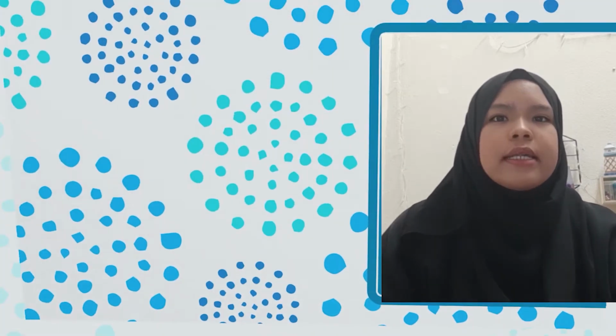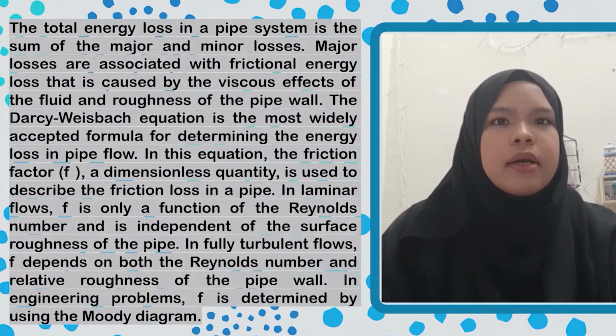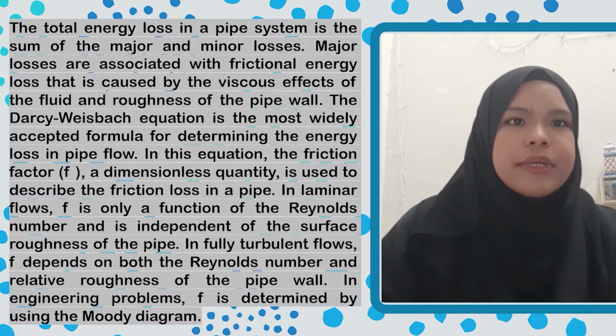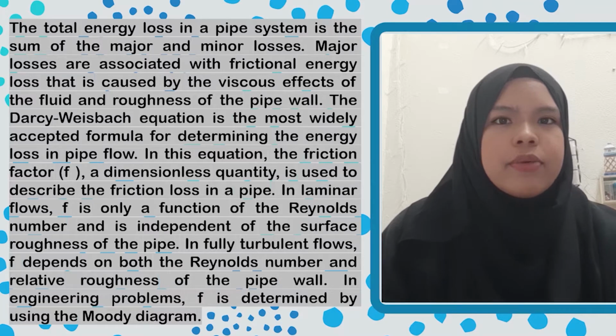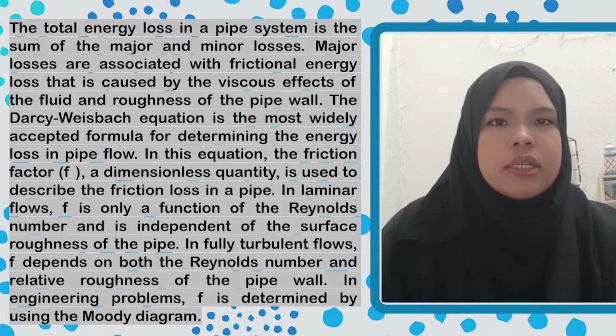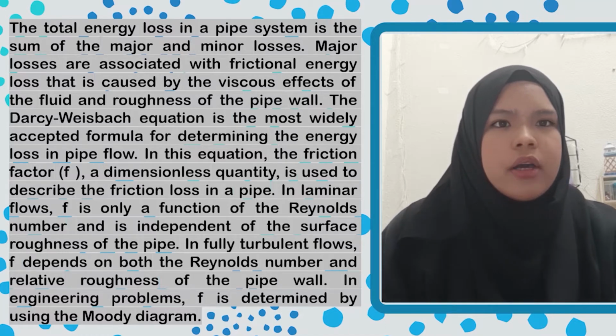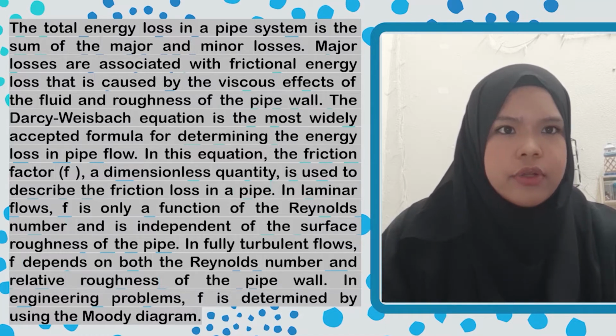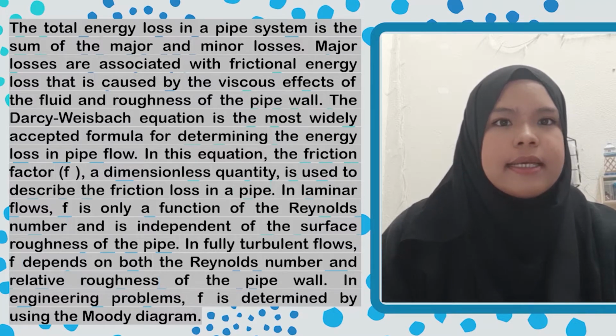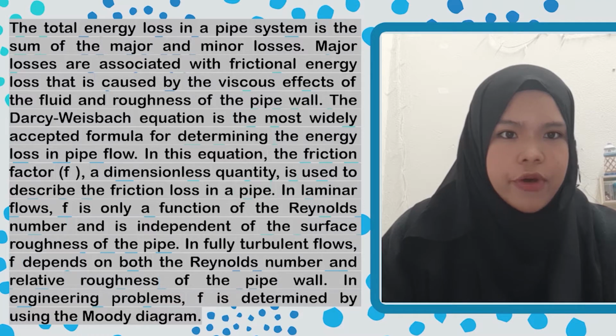The total energy loss in the pipe system is the sum of the major and minor loss. Major loss is associated with frictional energy loss that is caused by the viscous effect of the fluid and roughness of the pipe wall. The Darcy-Weisbach equation is the most widely accepted formula for determining the energy loss in pipe flow.